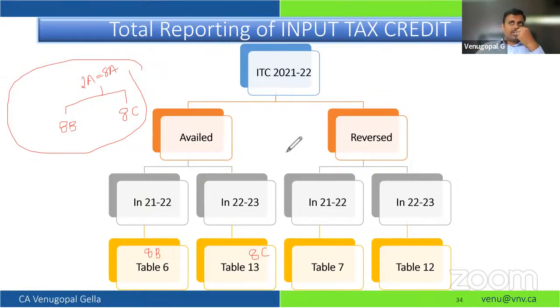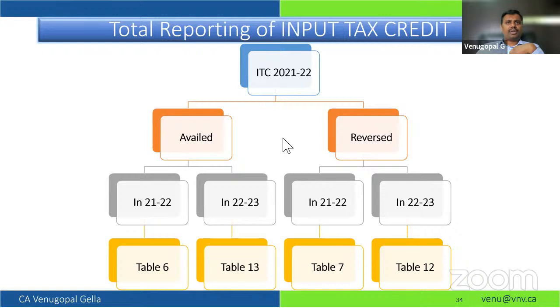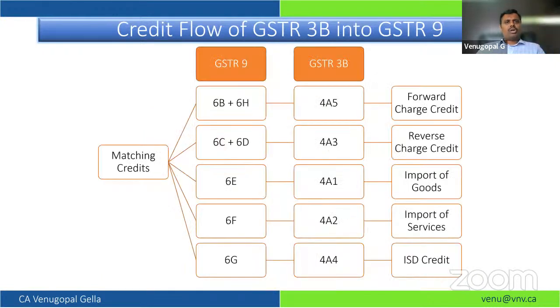All right. So if I have reversed it in the same year, I'll be reporting it in my table 7. If I reverse it in next year, I'll be reporting it in my table 12. This is on the reporting of it. So you also have a matching with GSTR-3B.